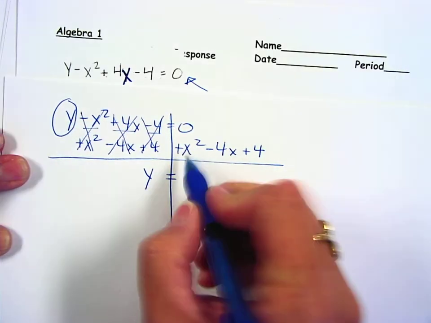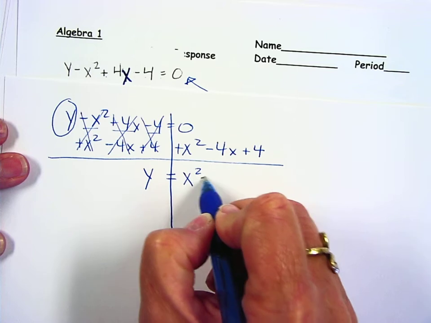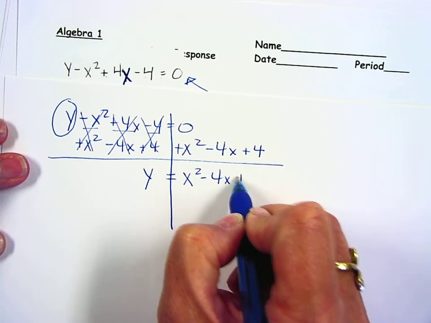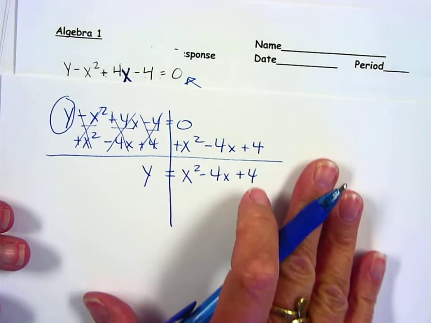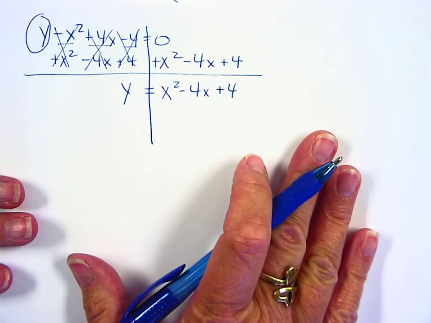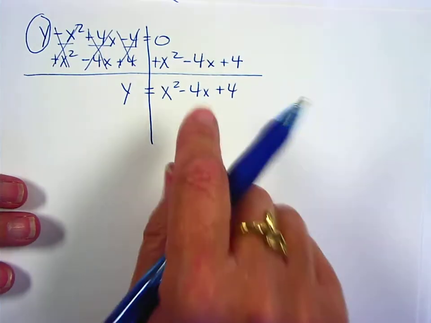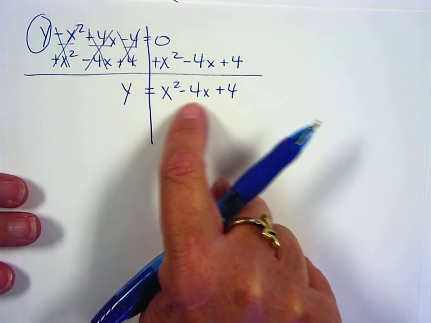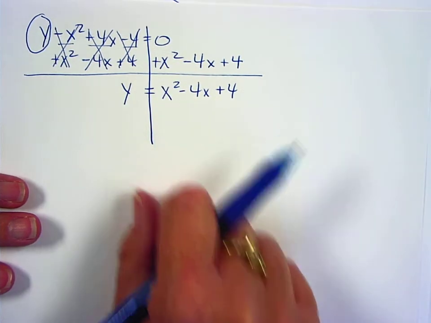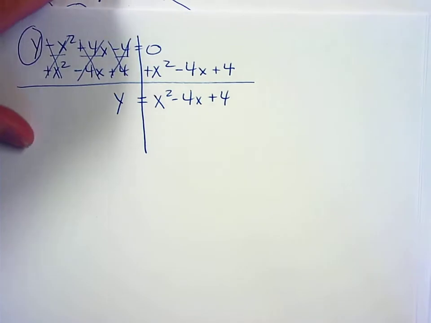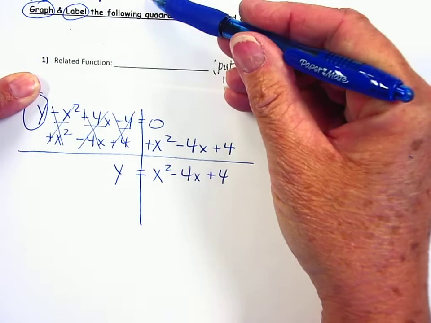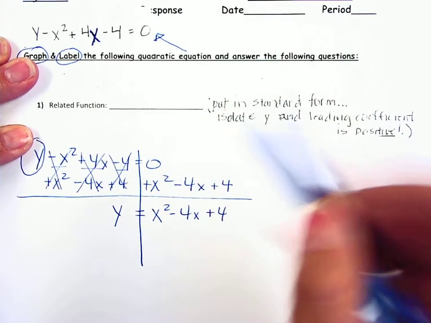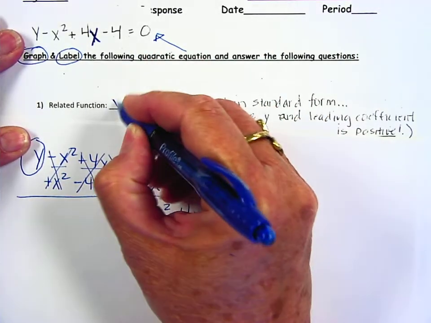And then over here I have x squared minus 4x plus 4 plus 0, but I don't have to add the 0 because the identity property says anything plus 0 doesn't change its identity. So even if I added 0, I would still get this. So that is what I would write down for the related function. This function is equal to this equation up here, but it's written in standard form.